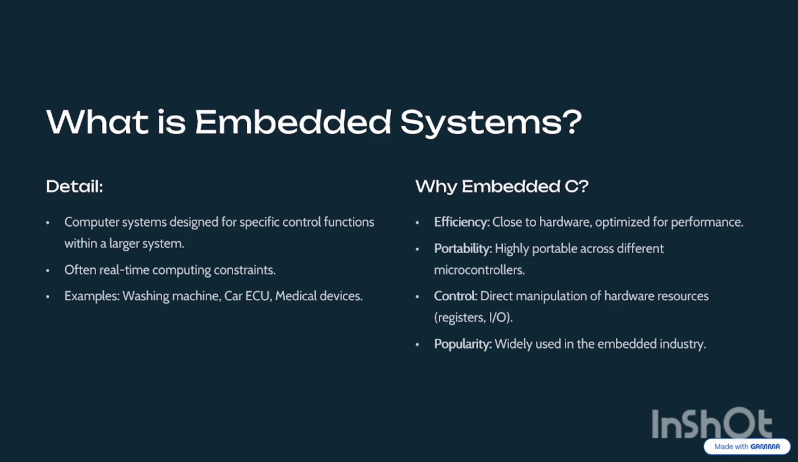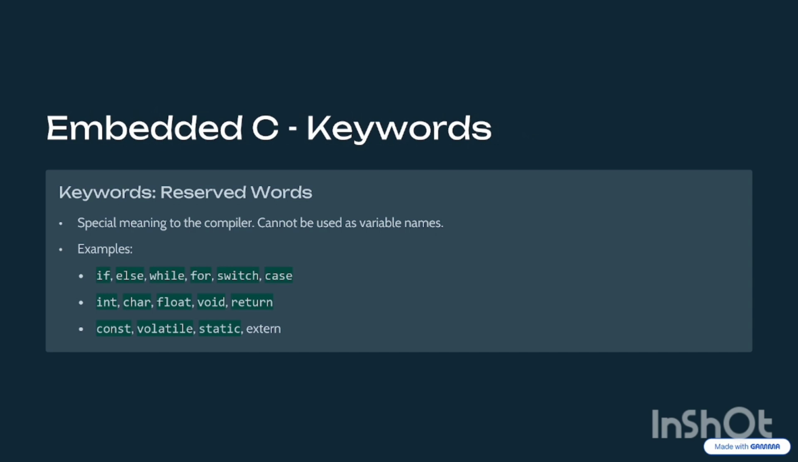Embedded C is highly efficient and works close to the hardware. It allows direct hardware control, such as accessing registers and ports, and it is highly portable across different microcontrollers. So let us see about embedded C.